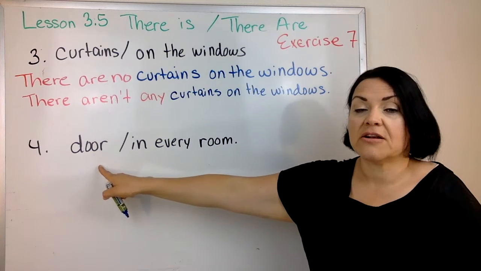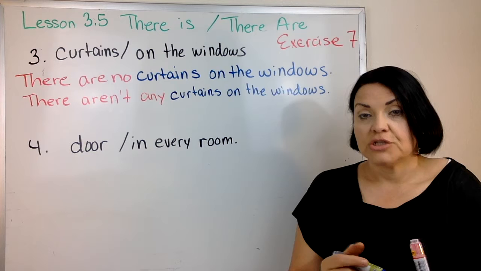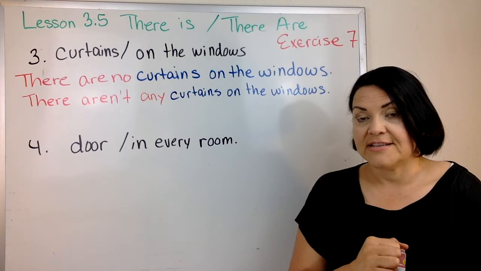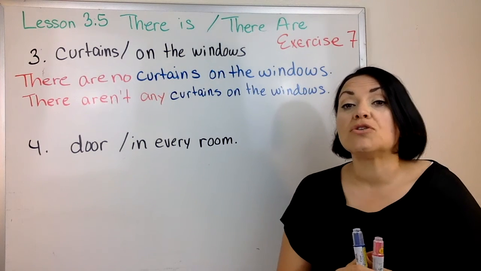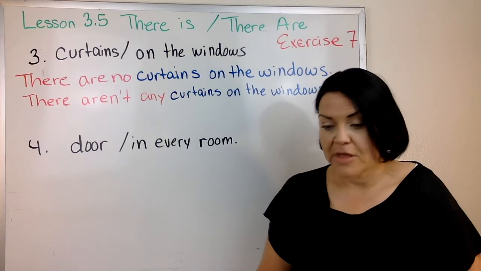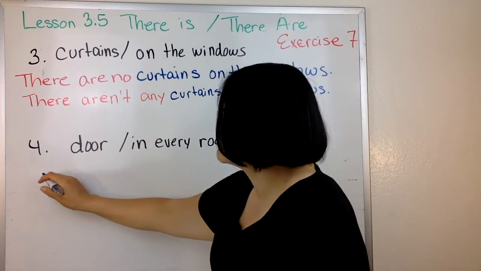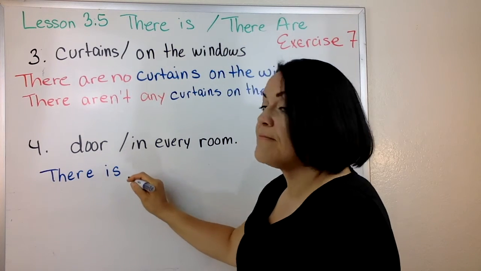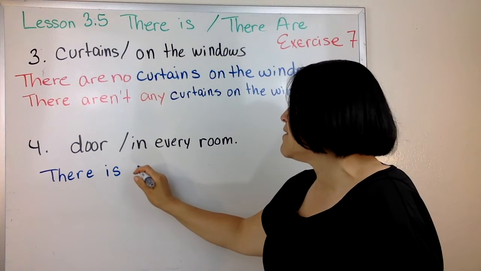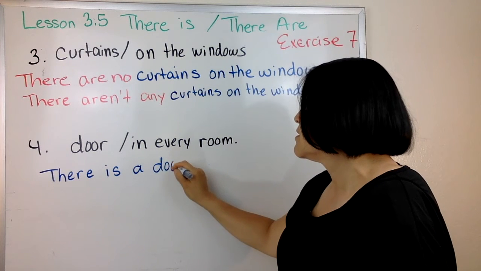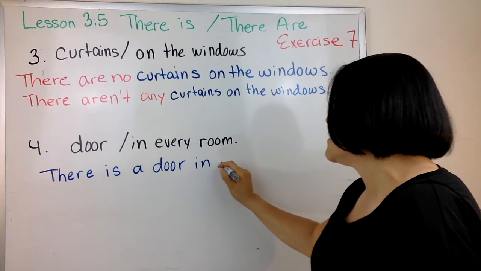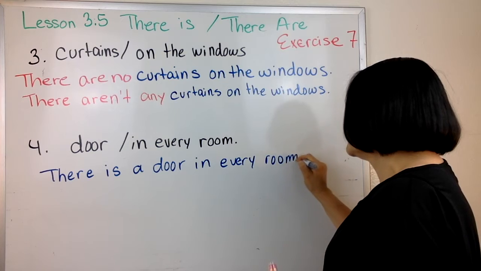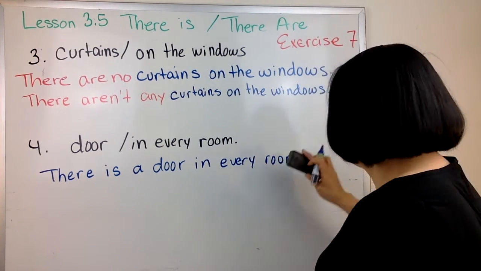Now the noun here is singular. So we will need to use singular. There is. Since this is singular, we also need an article. So we will write there is. Now we need an article because it's one. There is a door in every room.